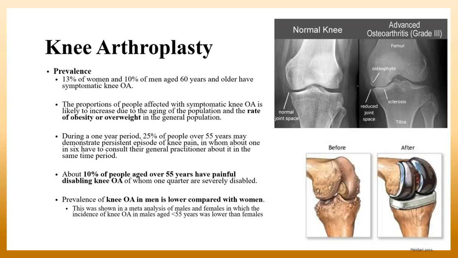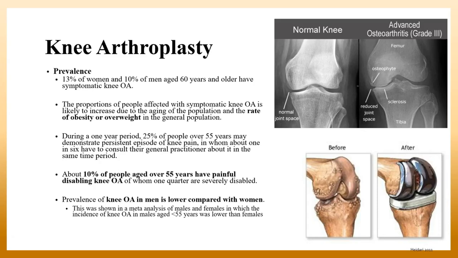And so what's the prevalence? Well, 13% of women and 10% of men age 60 and older have symptomatic knee osteoarthritis. The proportion of people affected with symptomatic knee OA is likely to increase due to our aging population and our high rates of obesity or overweight in the general population. During a 1-year period, 25% of people over 55 may demonstrate persistent episodes of knee pain. This is why orthopedics and PT is so important, because we can really help these people.